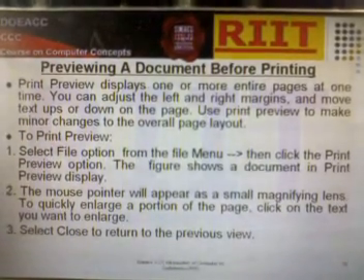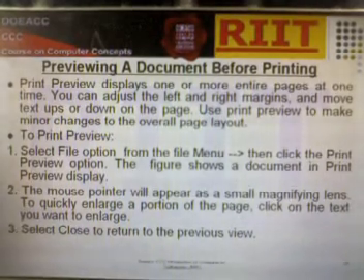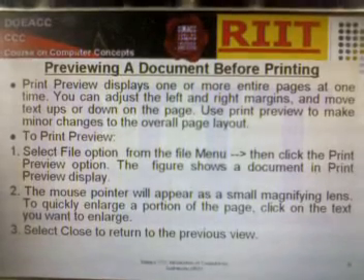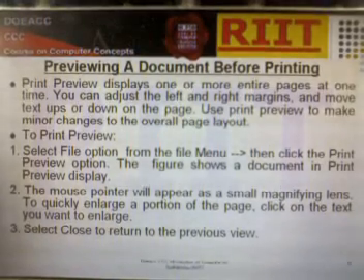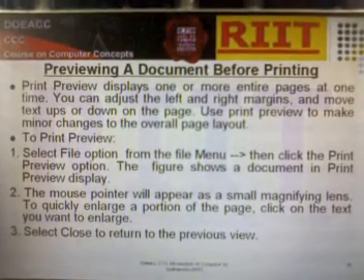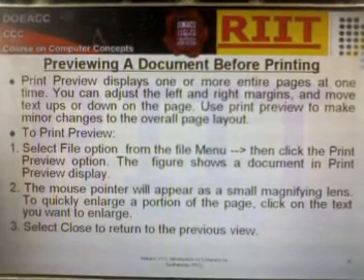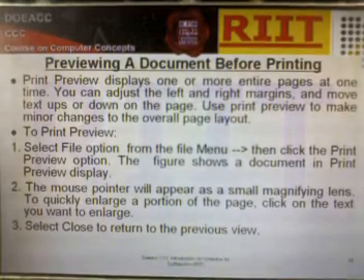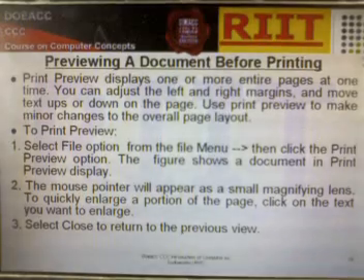To use print preview, select the File option from the File menu, then click the Print Preview option. The figure shows a document in print preview display. The mouse pointer will appear as a small magnifying lens. To quickly enlarge a portion of the page, click on the text you want to enlarge. Select Close to return to the previous view.